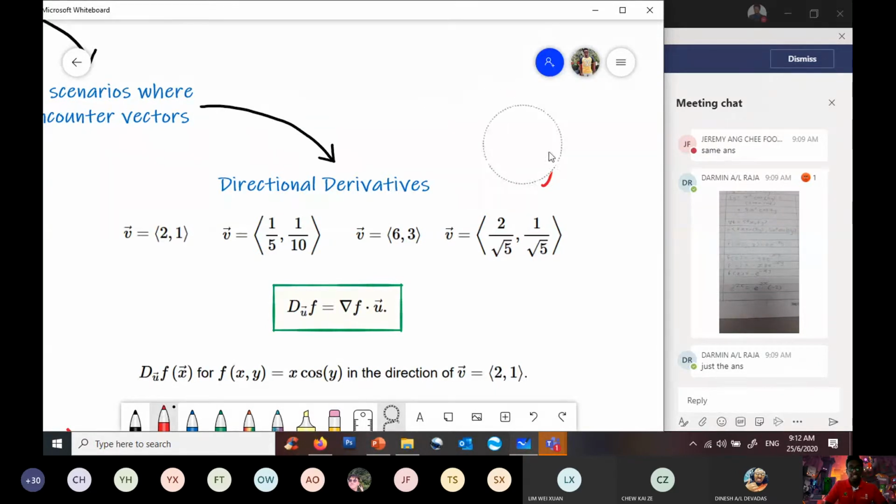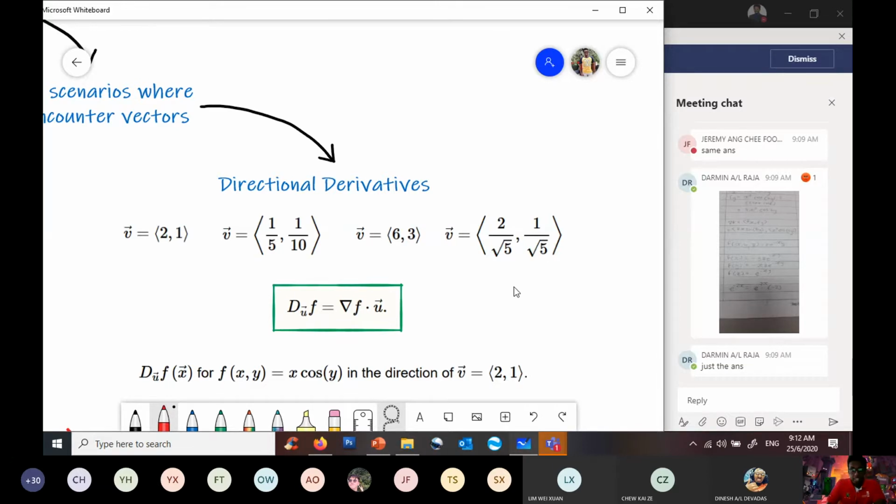So the whole point of learning directional derivative is: what if I want to find the derivative in totally another direction, not x, not y, but somewhere in between where both x and y change. So for the sake of illustration, I actually presented all four vectors here because I have a reason. I want you to think about this.